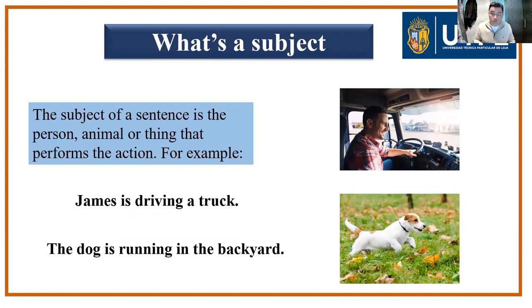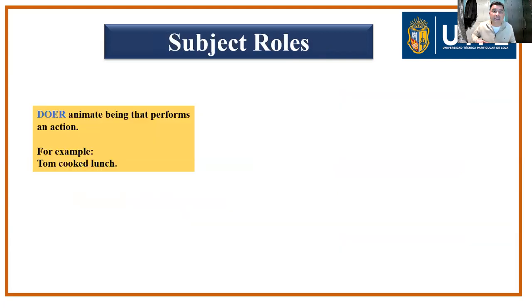I want to go further than that. Let me explain subject roles. We have 4 subject roles. The first one, the doer. Doer is an animate being that performs the action. For example, in this case, Tom cooked lunch, all right? Tom did the action, which was cook lunch.